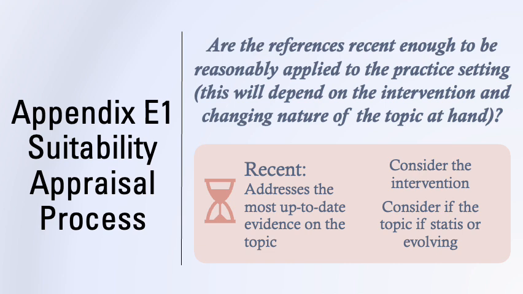Remember, for static topics, older references may be completely appropriate, as there likely isn't much new information on the topic being generated. For evolving topics, however, depending on the exact nature of the topic, you are going to want evidence that was published very recently, and there is probably a high likelihood that at least 1 or 2 studies have been published since the piece of pre-appraised evidence was completed.